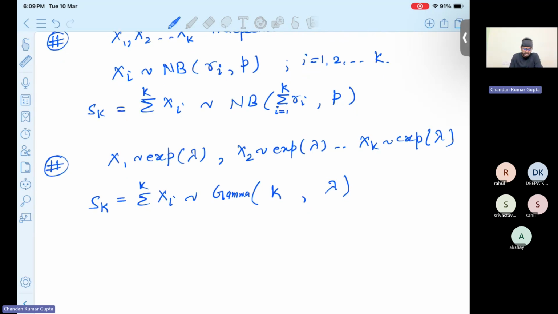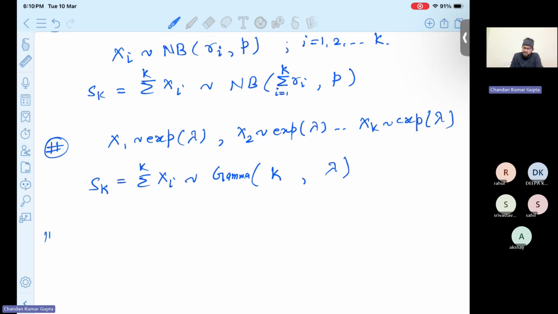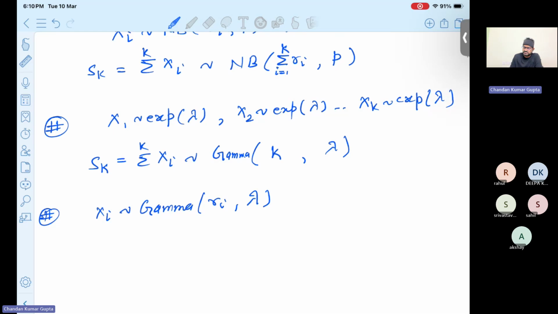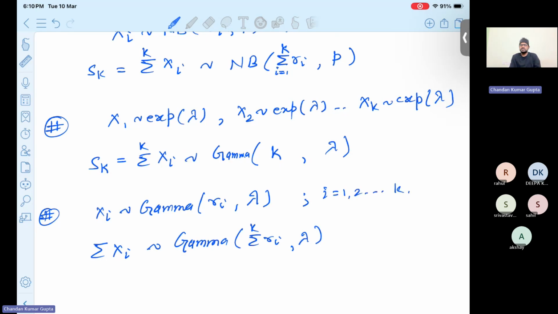Okay, so these are the cases. Now again, suppose the Xi's are gamma with parameters ri and lambda. Obviously its summation also follows gamma, with the same parameter lambda. And since they are already gamma, the first parameter is nothing but the summation of ri. Okay, so these are exponential to gamma, gamma to gamma.